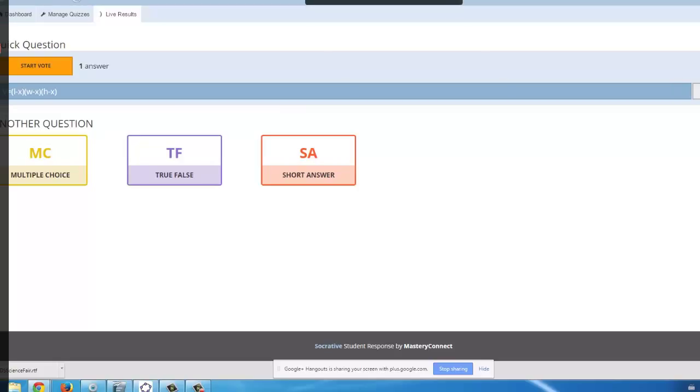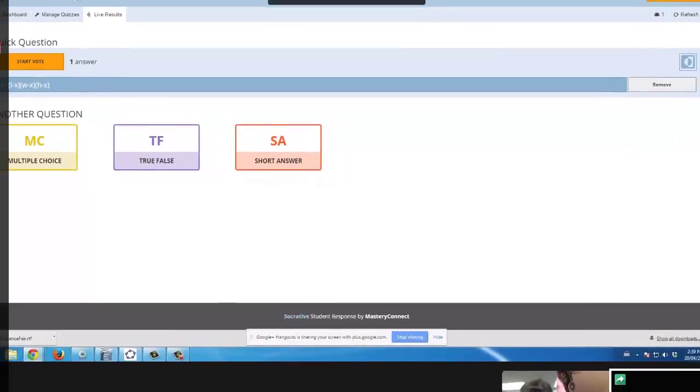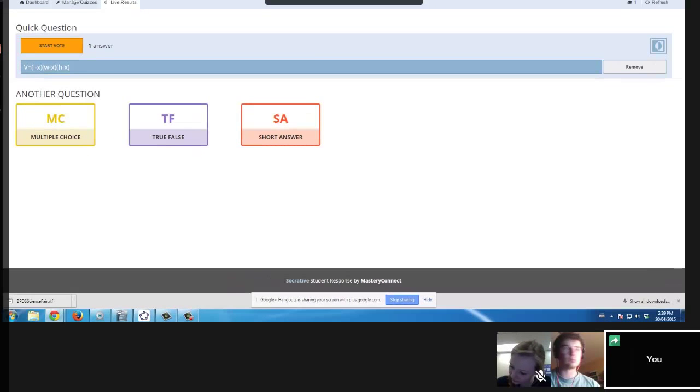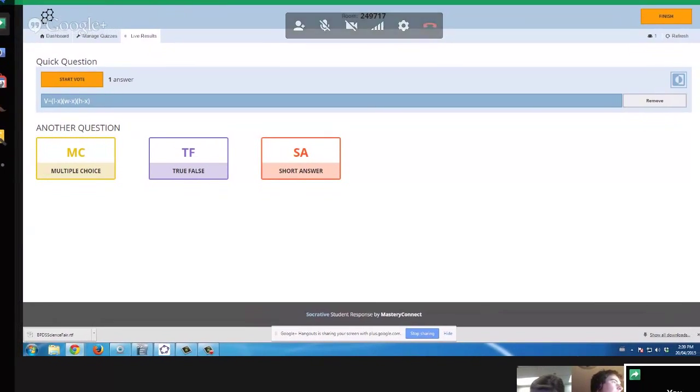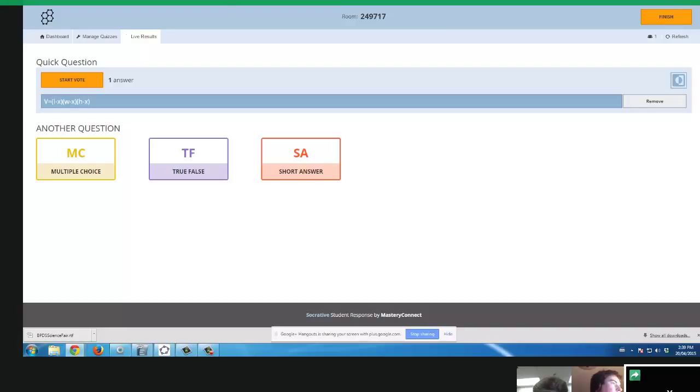So I'm going to see if I can do this right. I'm going to finish this activity. Finish. That's close to Lithuania. Finish activity.